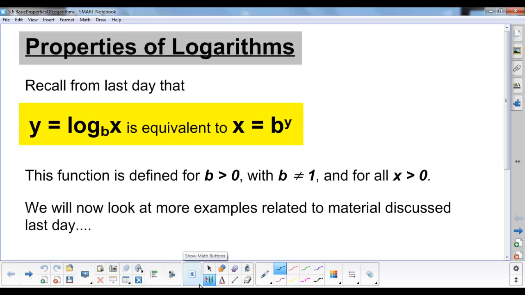Hey guys, and welcome to lesson 5.6, the basic properties of logarithms.